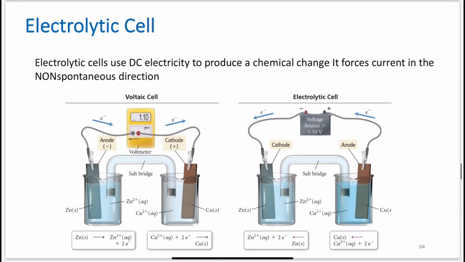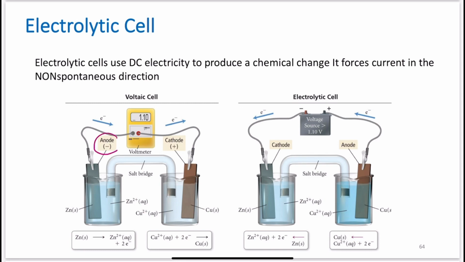So electrolytic cells do use DC electricity to produce a chemical change. It forces the current in a non-spontaneous direction. So as we saw in the voltaic cell, our electrons... and I apologize, this picture is from your textbook, and I don't like it. Normally I always draw the anode on the left and the cathode on the right, but we see here they've drawn them opposite to try to match the pictures.